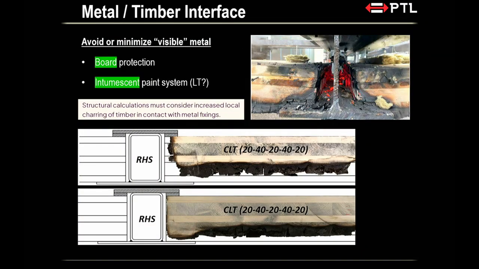Now, metal and timber interface. There's no easy way of saying this other than you should avoid or minimize. Because whatever you can see, the fire can also see. So if you can see metal, the fire will see metal as well, and then the metal will heat up, and the timber behind it will char. Again, similar protection you can apply. You can apply board protection, just board up all your steelwork, right? Or you can intumescent paint it. But if you intumescent paint it, now you've got to think about what is the limiting temperature of the intumescent paint and for how long, right? Those are key factors that you will have to bear in mind.